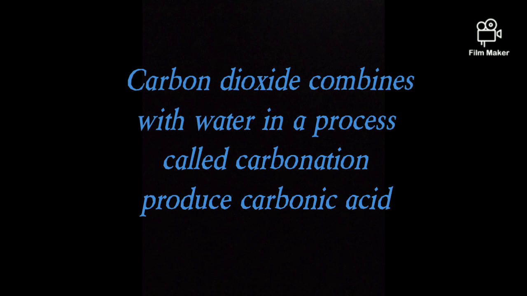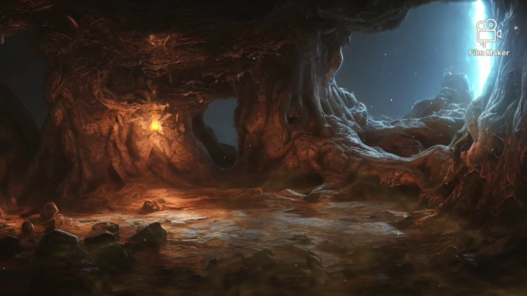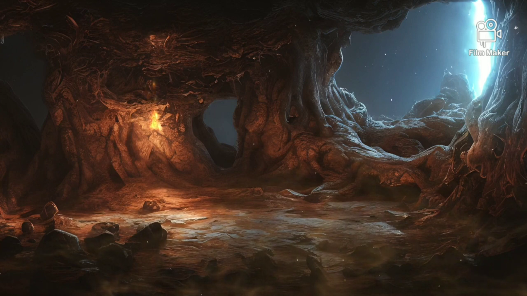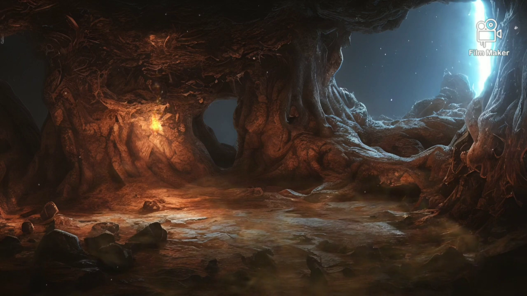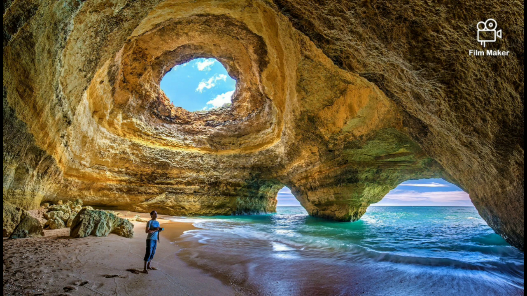For example, carbon dioxide from the air or soil sometimes combines with water in a process called carbonation. This produces a weak acid called carbonic acid that can dissolve rock. Carbonic acid is especially effective at dissolving limestone. When carbonic acid seeps through limestone underground, it can open up huge cracks or hollow out vast networks of caves.